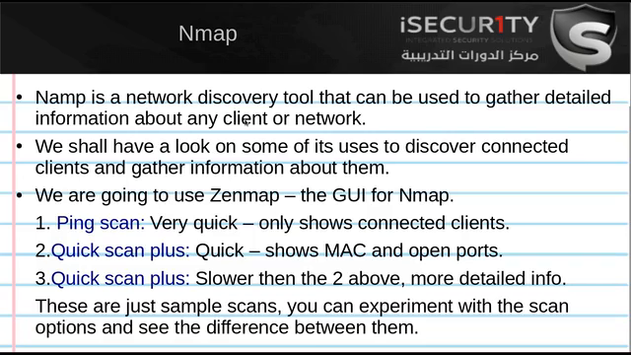The third program that we're going to talk about to discover connected clients and gather information about them is nmap. Nmap is short for network mapper. It's a network discovery tool that can be used to gather information about just about any device. You can gather information about any client that is within your network. You can discover clients within your network. You can gather information about clients that are outside your network. You can gather information about clients just by knowing their IP. You can put the IP and then you can gather information.